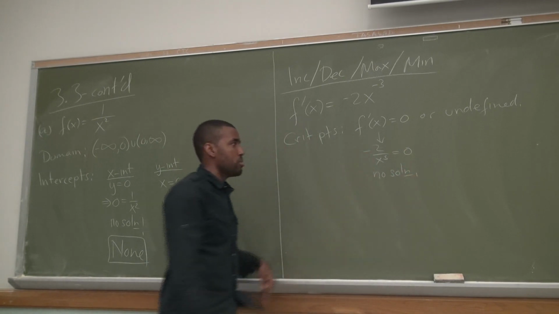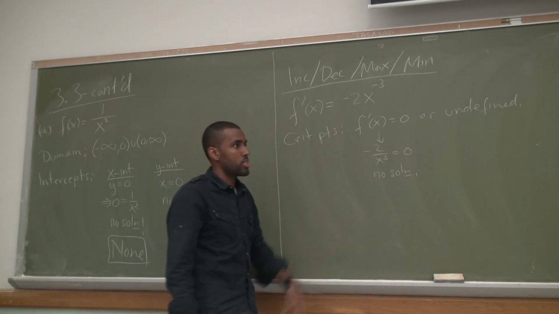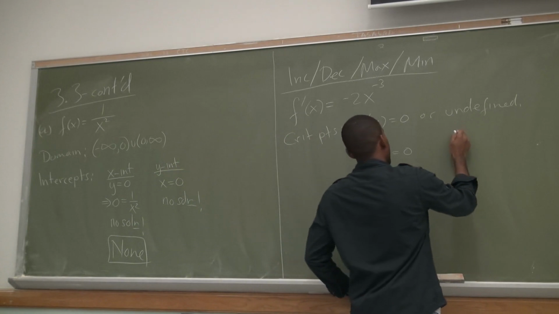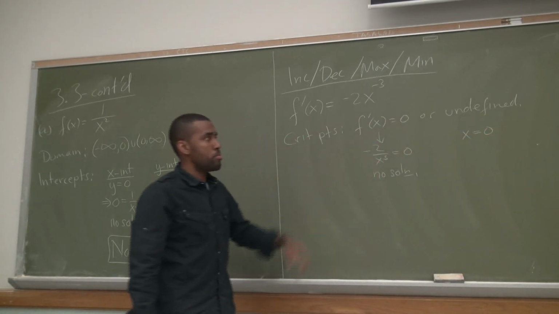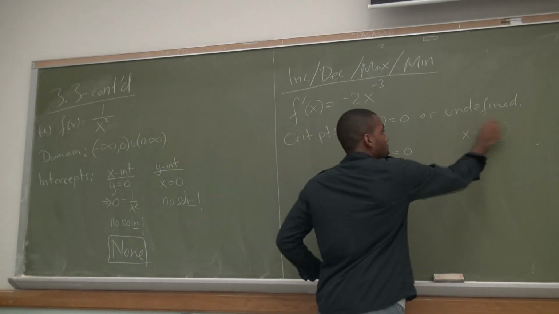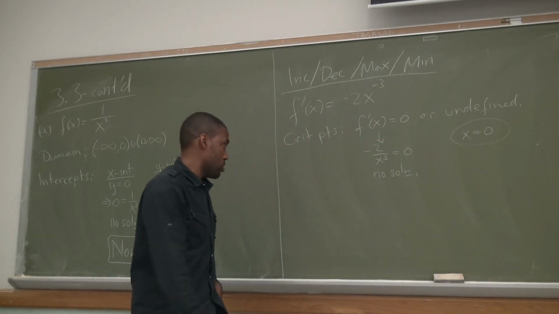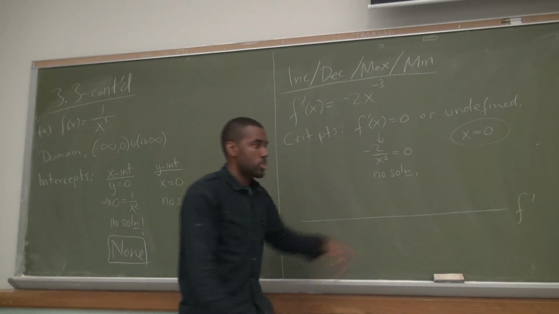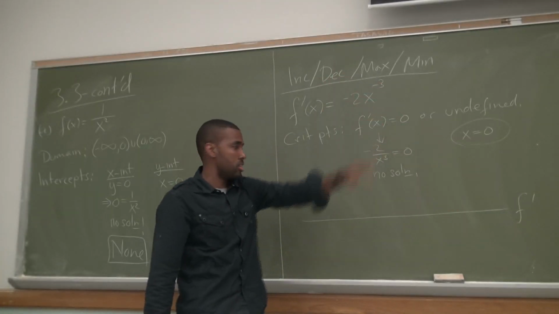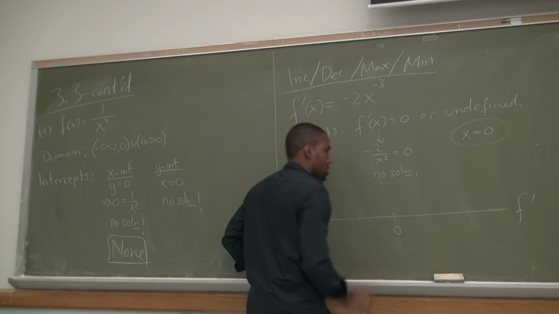The only way a fraction to be 0 is if the top is 0. The top is never 0. It's minus 2. F prime of x undefined means, of course, x equals 0 because you divide by 0. So this is the only critical point that we're going to test. You throw it on a number line, and you test things in the first derivative because we're looking for increasing, decreasing, max, and min. Put your 0 here.